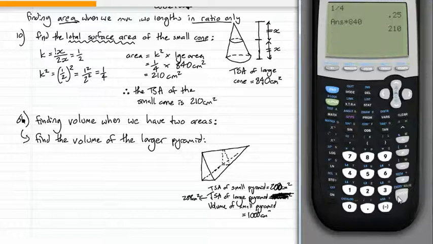So our steps are: find any scale factor, whether it's k, k squared or k cubed, find the one where we've got a pair of values, get to the scale factor that we want to answer the question, and use it.